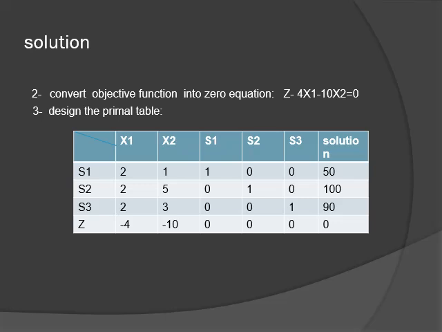S3 represents the third constraint where 2 is the coefficient of x1, 3 is the coefficient of x2, 0, 0 and 1 the coefficient of s3. The available resources equal 90. Z, the first is negative 4 and negative 10. There is no s1, s2, s3, the solution therefore equals 0.